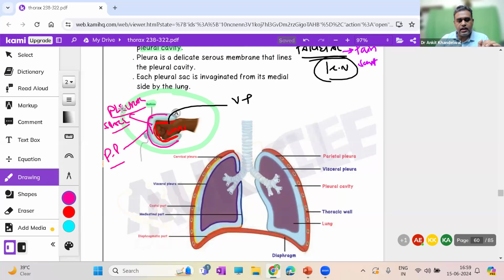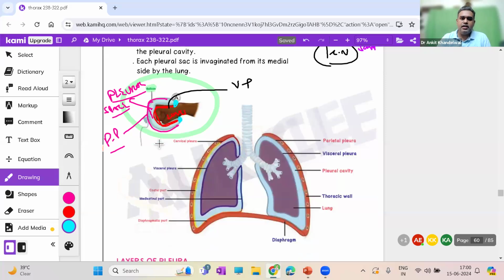Now take a look at the diagram and try to understand. The balloon was one only. Are the parietal pleura and visceral pleura connected to each other? Yes, they are connected. Where are they connected? They are connected right over here, which is the area of the root of the lungs. Both the pleura are connected.